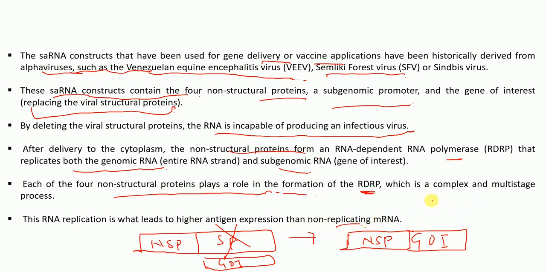So the major advantage with self-replicating RNA is that with a low dose, we produce higher amounts of protein, and we don't require a higher initial dose. With a low dose, we can achieve a high amount of protein. Okay, this is the major advantage of using self-replicating RNA over mRNA.